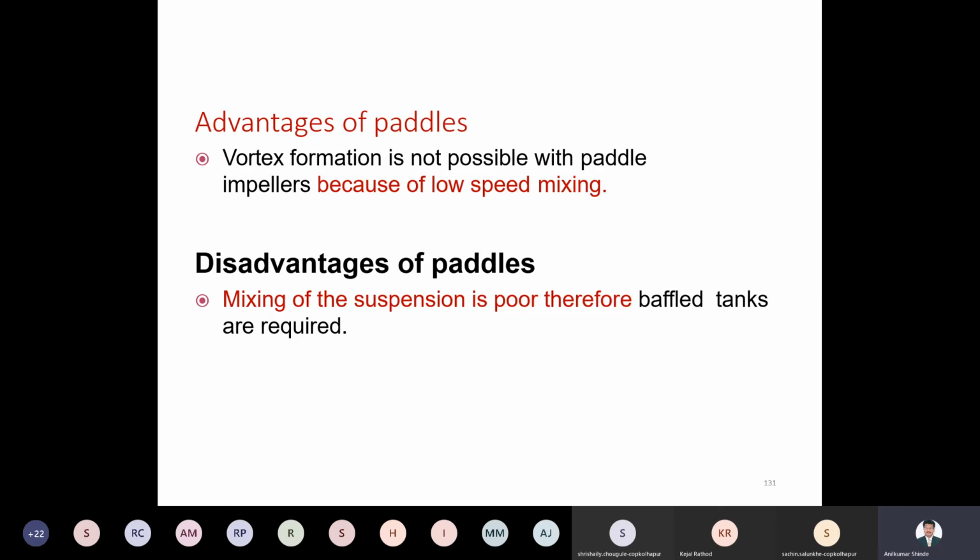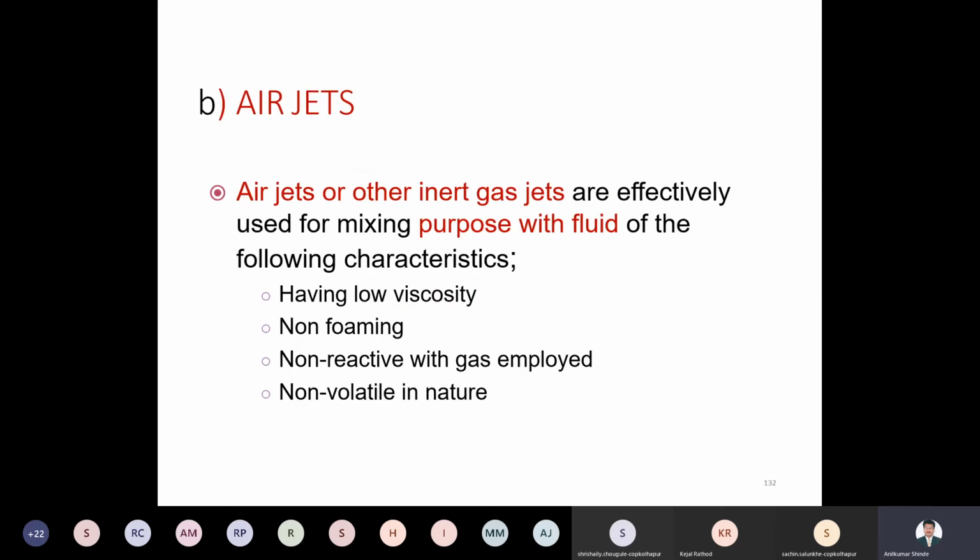Then the next in this series is the air jet type of mixer. The air jet passes an inert gas jet, which is effectively used for mixing liquids. So air is passed into the liquid, and with that the air creates the flow, right? We see this in the figure.